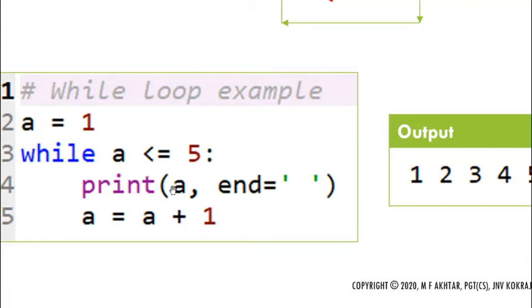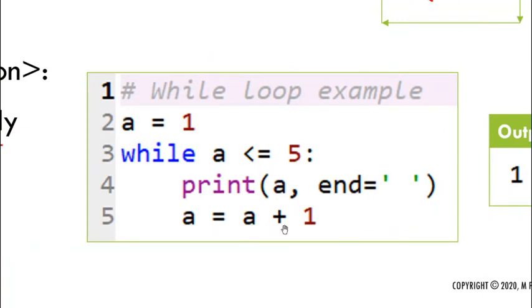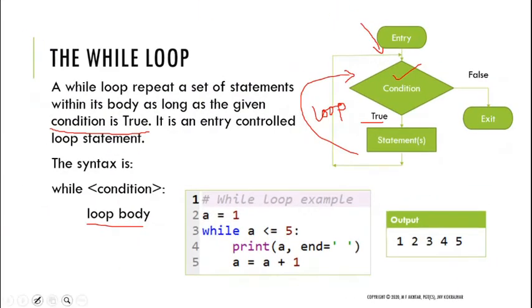So it is equal, again the statement executes and the value 5 is displayed, and it will increase the value 5 by 1, then it will become 6, and then again it checks the condition a is less than equals to 5. This time the condition becomes false and it stops the program, and the output comes up to 5.